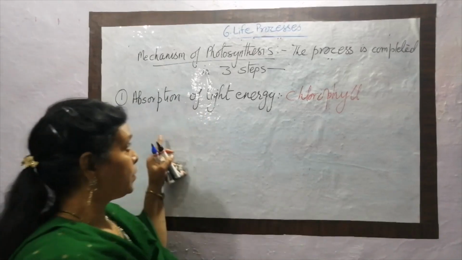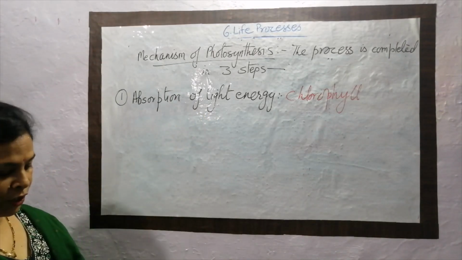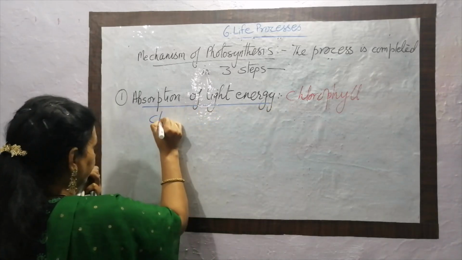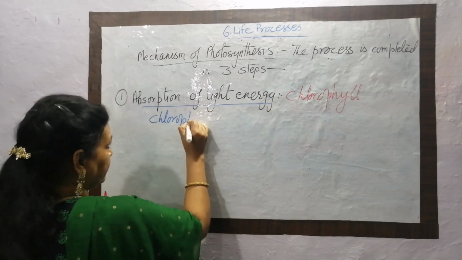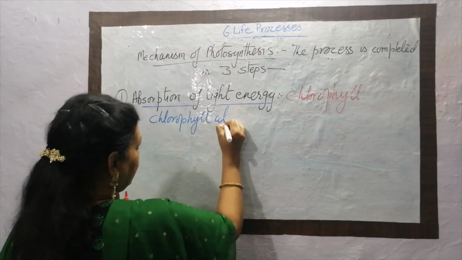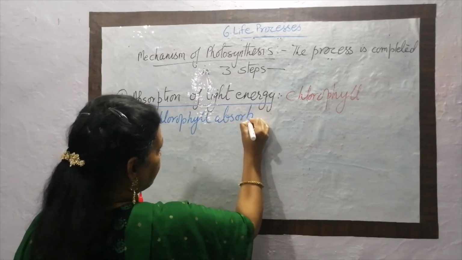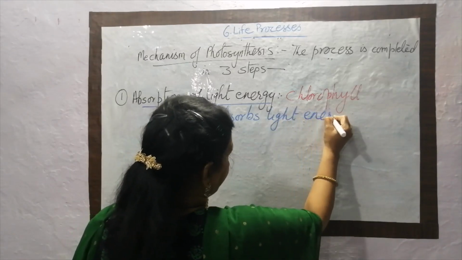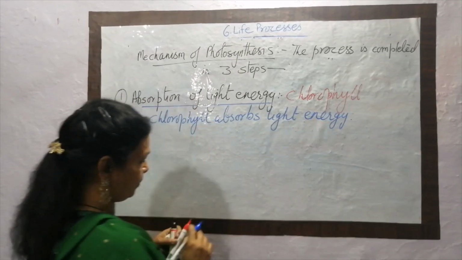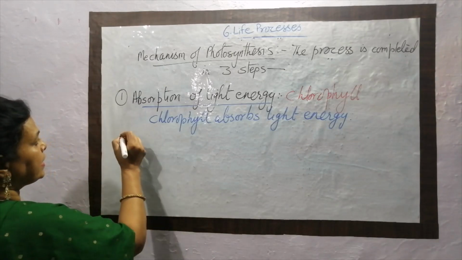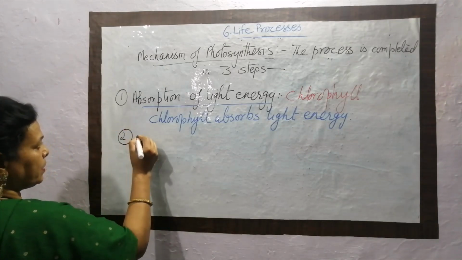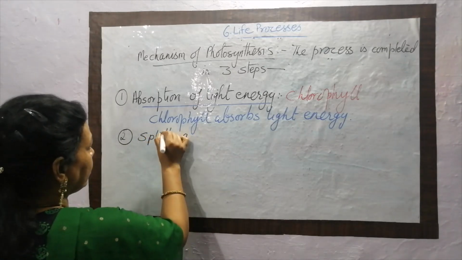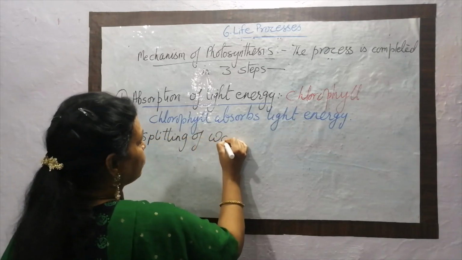Chlorophyll absorbs the light energy from nature. What is going on here? Chlorophyll absorbs light energy. This is the first step. Now what happens in the second step? The second step is the splitting of water molecules.